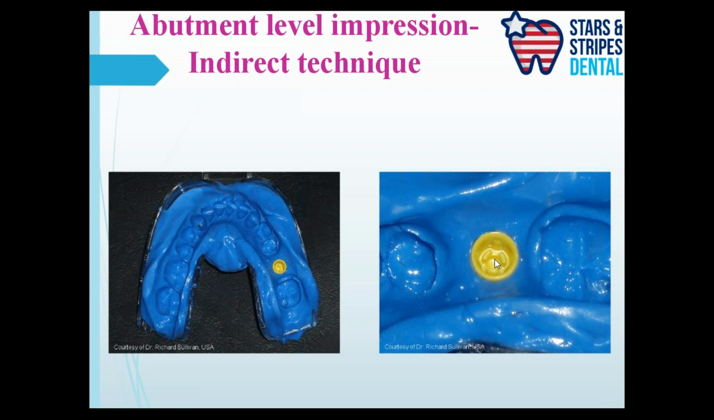What will they put is abutment replica, and then they will pour the model. So once they pour the model, they will see the abutment replica on the cast versus what they were seeing was implant platform in implant level impressions. I hope it is clear because this is a little bit confusing when you get to know this for the first time. This is abutment level impression.